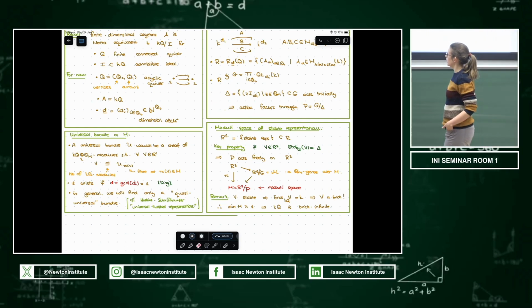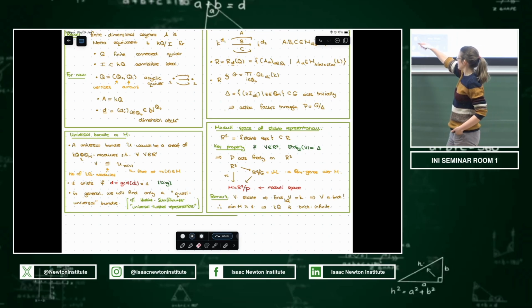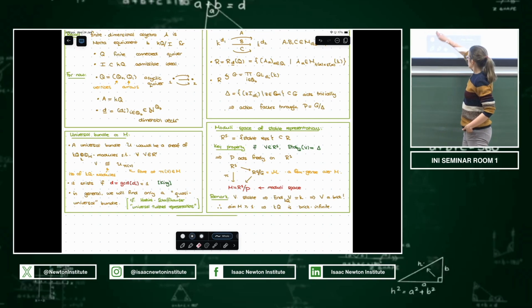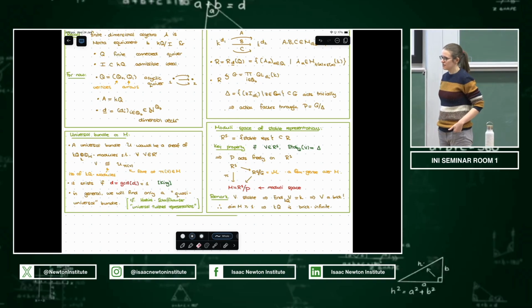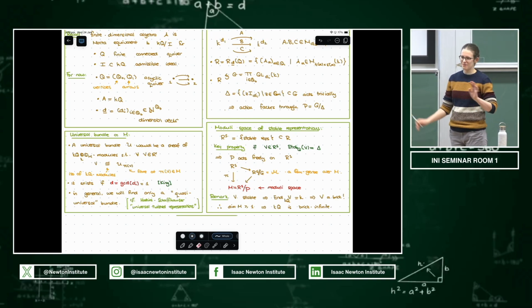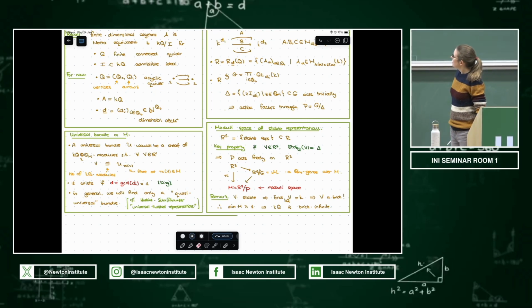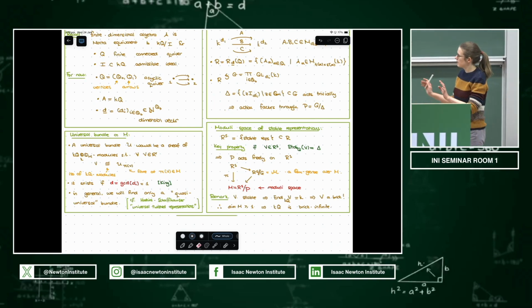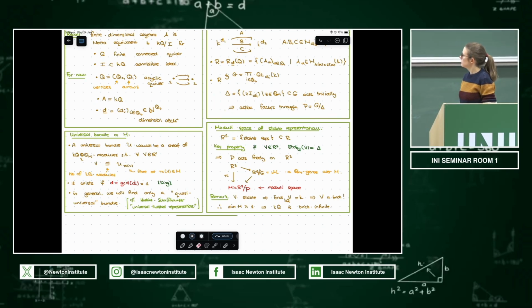So in general, we'll find what I'll call a quasi-universal bundle. There's also a paper of Vicky Hoskins and Schaffhauser where they construct something called universal twisted representations, which I think is not exactly the same thing as what we do, but they're using all the same ingredients, so it's very similar. So I will explain what a quasi-universal bundle is eventually and how we get one.